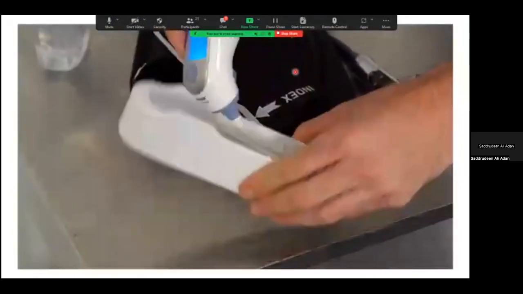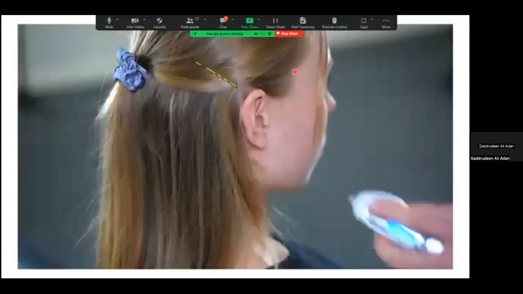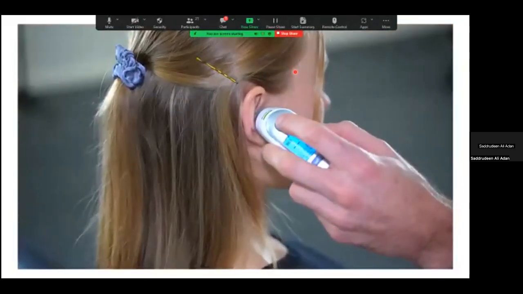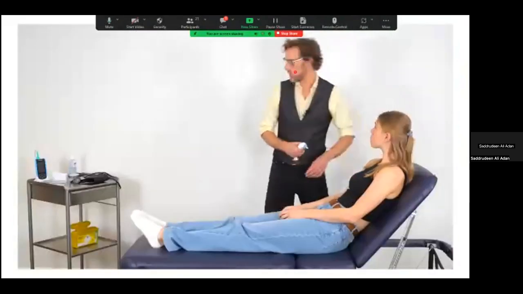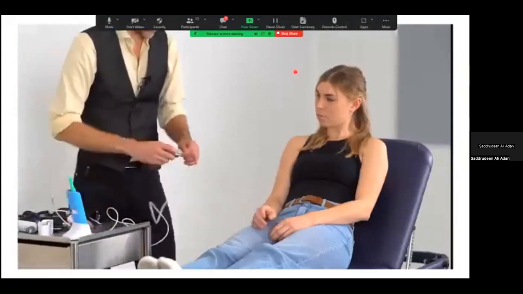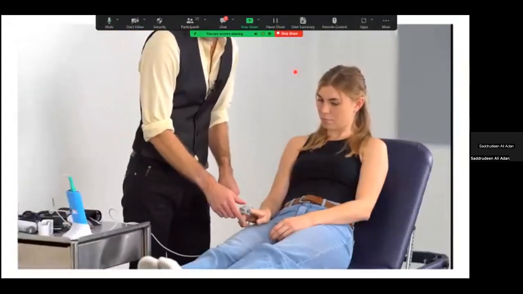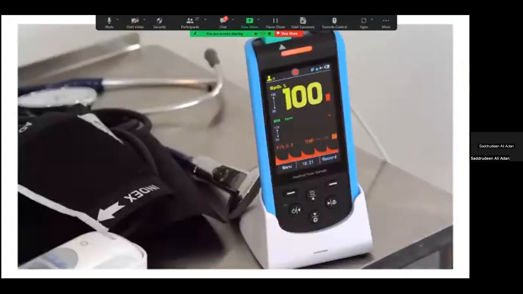So now we're going to check your temperature at this point. That's the fourth vital he's checking. We've got a normal temperature, all in the green. And we're just going to check oxygen saturations now, the fifth vital, the SpO2. Would you give me a finger? Thank you. So you can see the SpO2 is here.